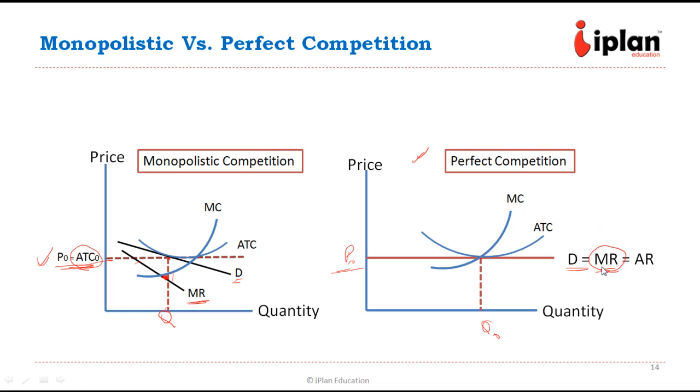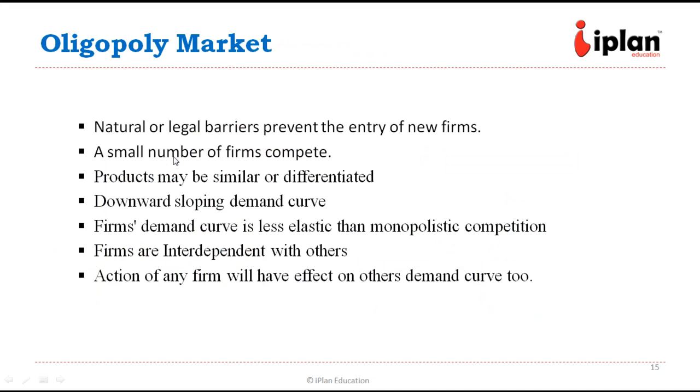the cost is going to be equal to the marginal revenue we are getting at this quantity, while in the case of monopolistic competition we are able to cover our average total cost. There is an extra revenue and profit available in the case of monopolistic competition due to differentiation of the products. Now let us move to another type of market structure, which is the oligopoly market.